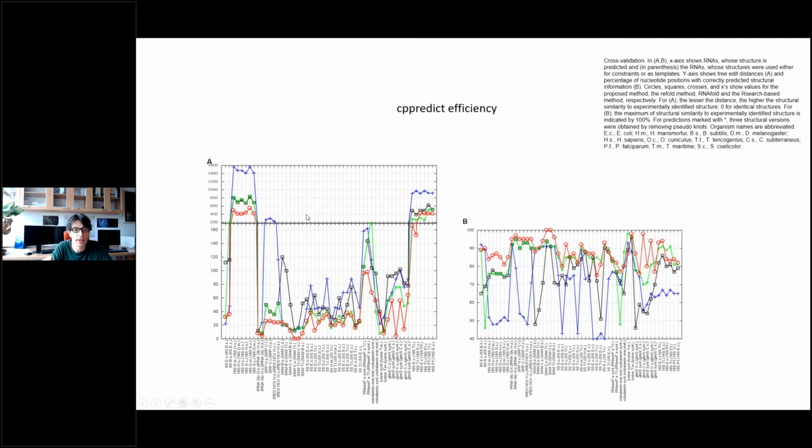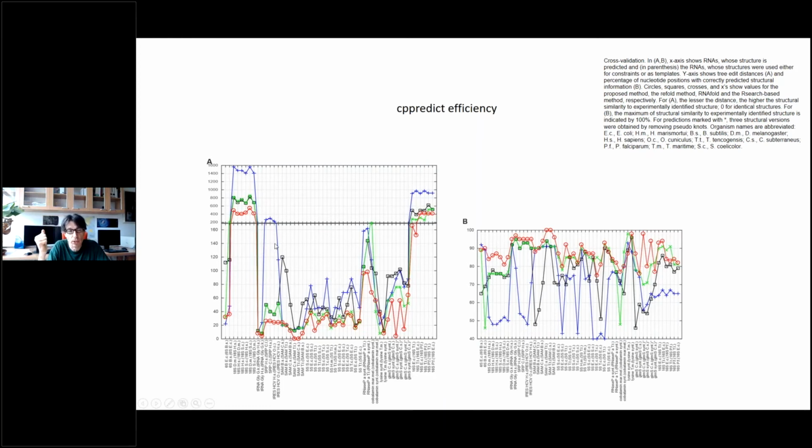In this case, we compared whole predicted and experimentally identified structures using edit-tree distances. So it means the lower the number, the higher the accuracy. And in this case, we compared the percentage of correctly predicted base pairs. So it means it's the other way around. The higher the number, the higher the accuracy, and both these diagrams show that cpPredict performed best in this test.